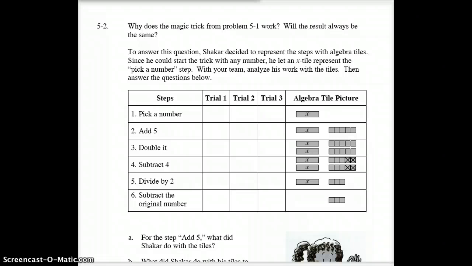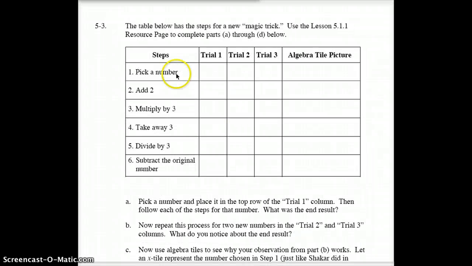Let's look at another example. I think we have another example coming up here. This one here. Pick a number. Okay, you're going to just write out the algebra tiles, and this is what you're going to write in your notes. Pick a number. What algebra tile do you use to pick a number? Remember, everybody's number is different, so you don't know what number that is, so what algebra tile would represent that? Put that down. I'm not going to tell you what it is. You got to know by now.